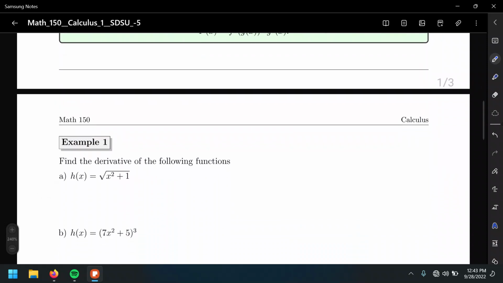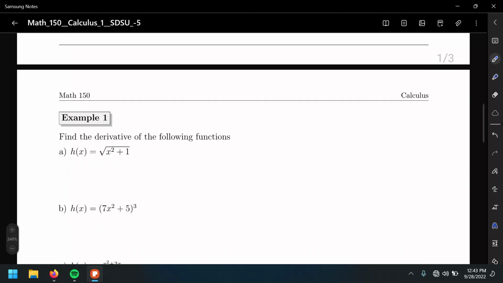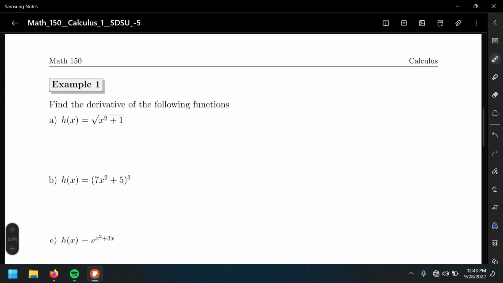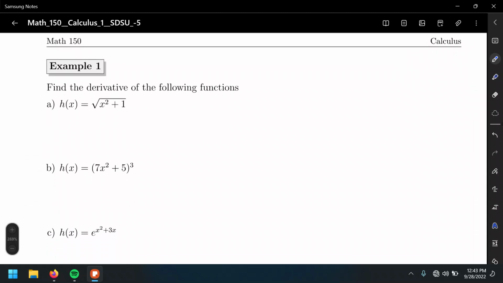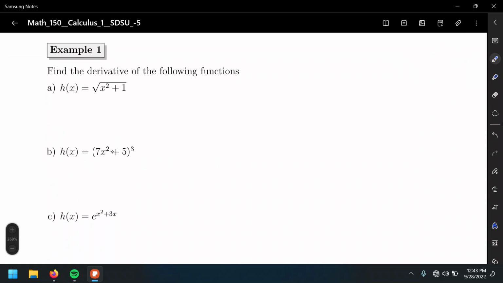Actually, let me do letter B first. I think I should have done B to be the first one and not H. Well, so all we have to do is identify the composition of the function. In this case, we have a composition of 2 functions. The function something cubed, that's the outermost function. And inside of the function something cubed, we have that binomial, which is 7x squared plus 5. Are you guys following me so far? Yes. Okay, so what are we going to do?